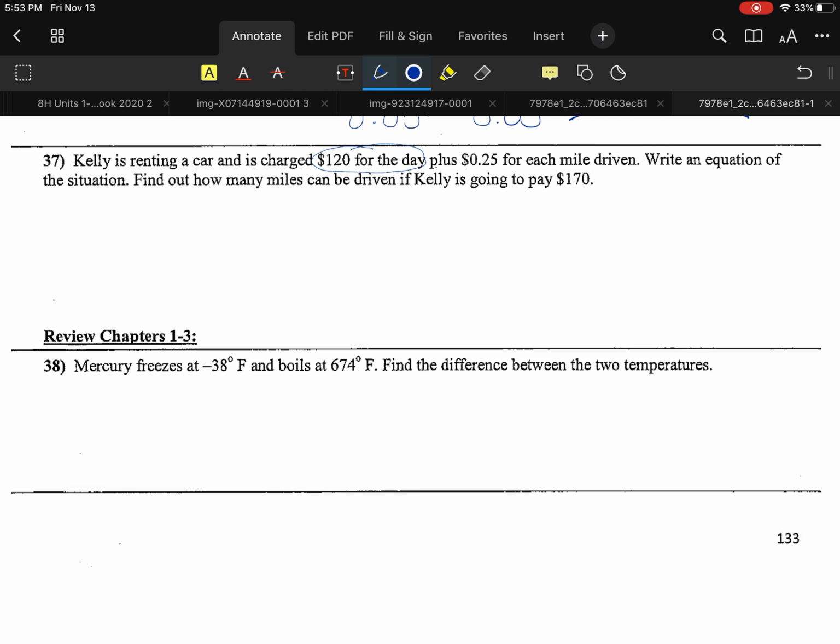Number 37, Kelly is renting a car and is charged $120 for the day, plus 25 cents for each mile. Write an equation of the situation and find how many miles can be driven if Kelly's going to pay $170. So the total is $170. It's $120 for the day plus 25 cents for each mile. I don't know how many miles. You can use an M, you can use an X. That is our unknown.